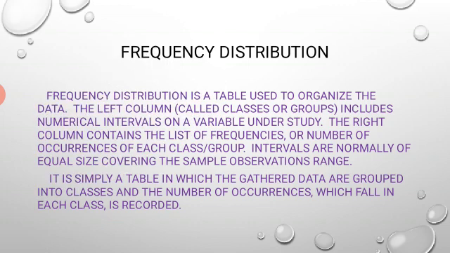Frequency distribution. Frequency distribution is a table used to organize the data. The left column includes numerical intervals on a variable under study. The right column contains a list of frequencies or number of occurrences of each class or group. Intervals are normally of equal size covering the sample observation range. It is simply a table in which the gathered data are grouped into classes and the number of occurrences which fall in each class is recorded.